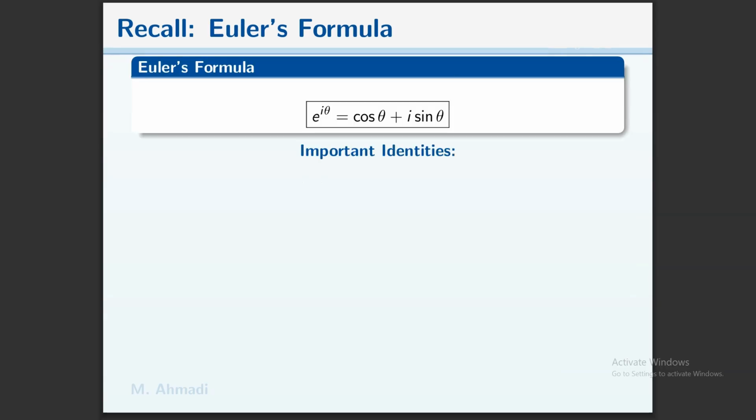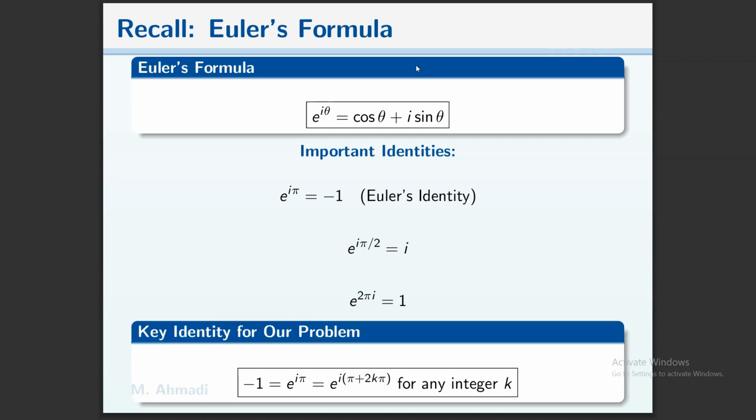In Euler's formula, we have e to the i theta equals cosine of theta plus i sine of theta. There are some important identities from this formula. e to the i pi equals minus 1, and e to the i pi over 2 equals i. e to the 2i pi equals 1.